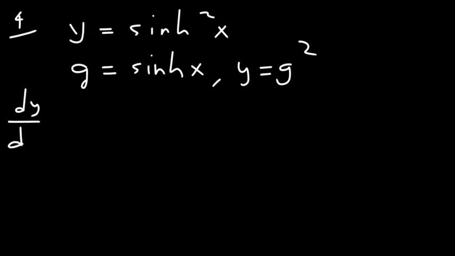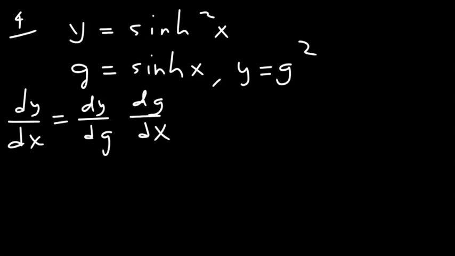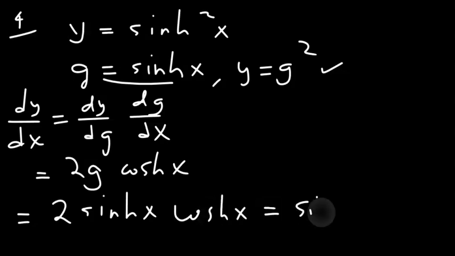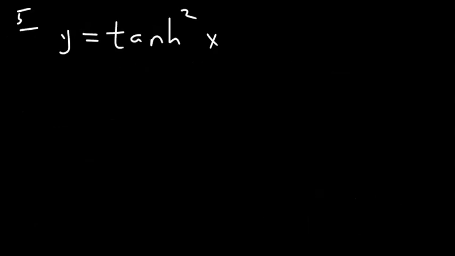So dy dx is dy dg times dg dx. dy dg is just 2g, that's from here. dg dx is just the hyperbolic cosine of x. Now putting back the expression for g, you get 2 hyperbolic sine of x, hyperbolic cosine of x, which is just hyperbolic sine of 2x. That's from the identity. What about this one?